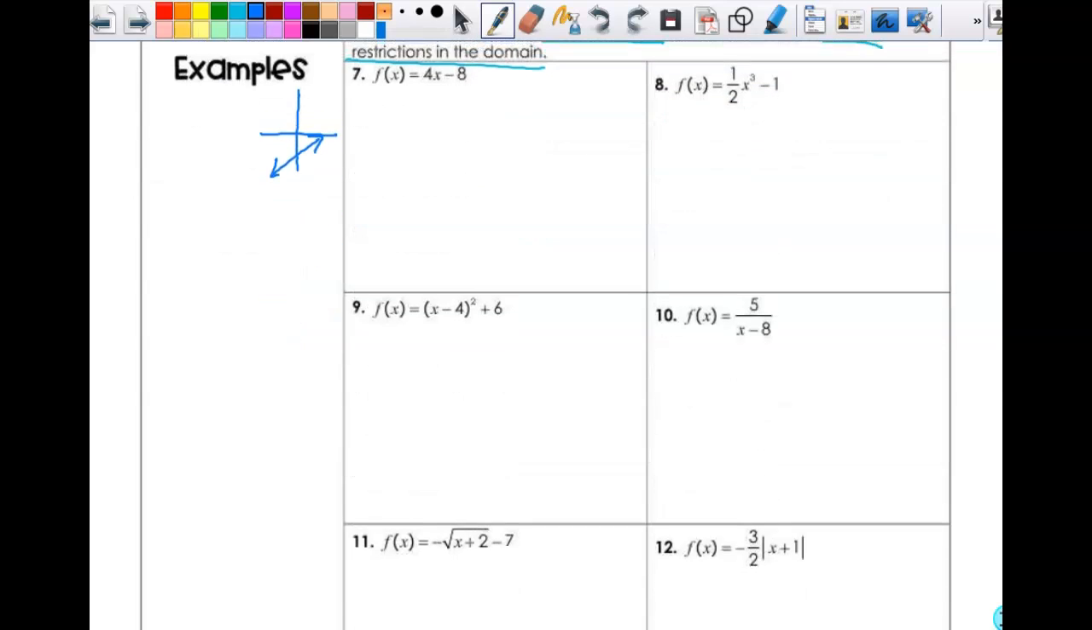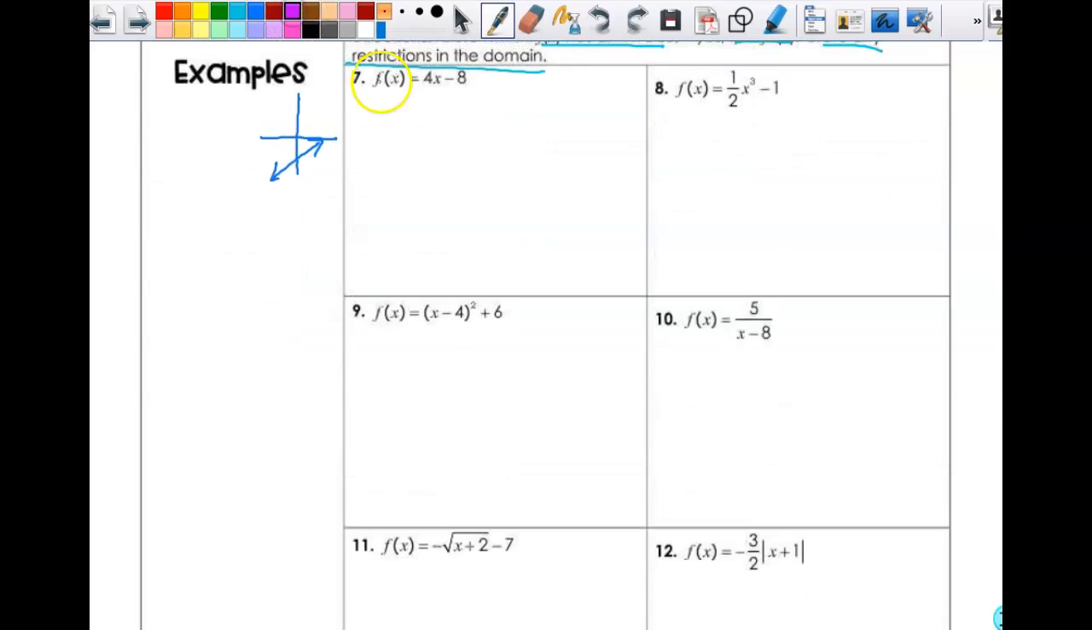All right, so I'm going to replace f of x with y. So this equals y. Then x and y change places. So that will give me 4y minus 8 equals x. Then all I need to do is solve for y. What would be the next thing I do? Add 8. Good. So 4y equals x plus 8. And then I'm going to divide by 4, right?